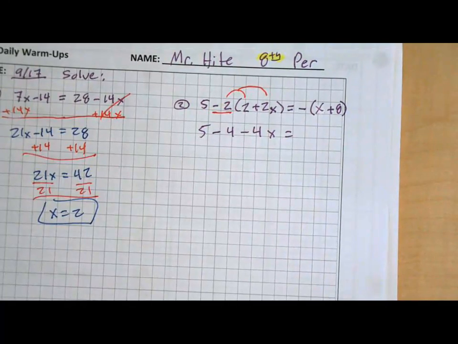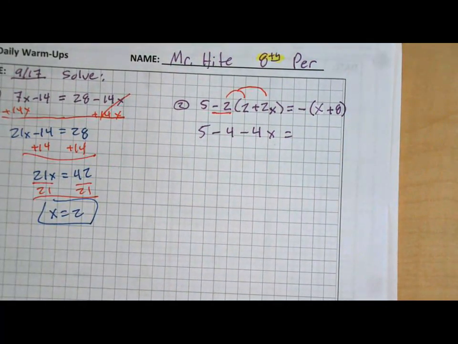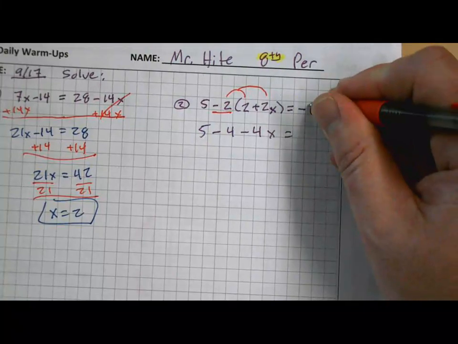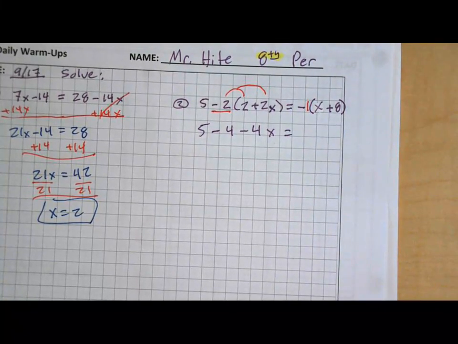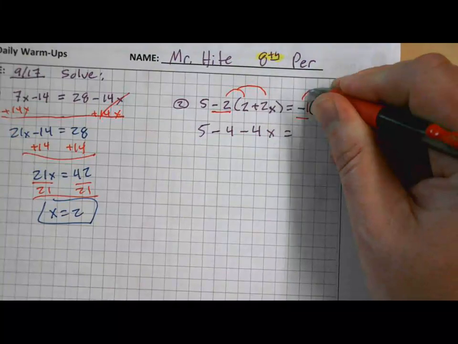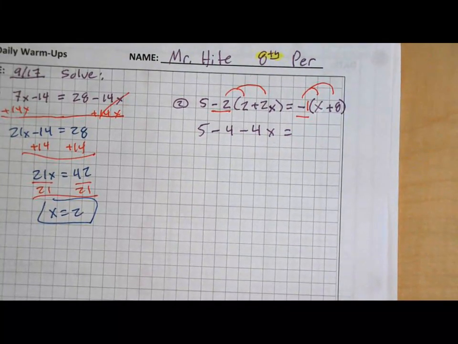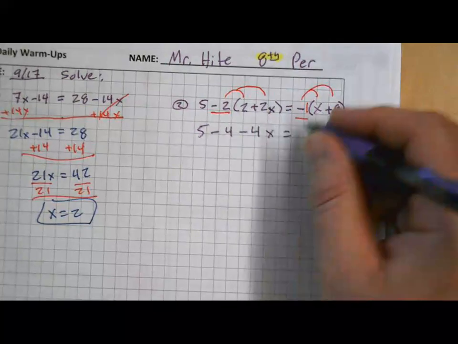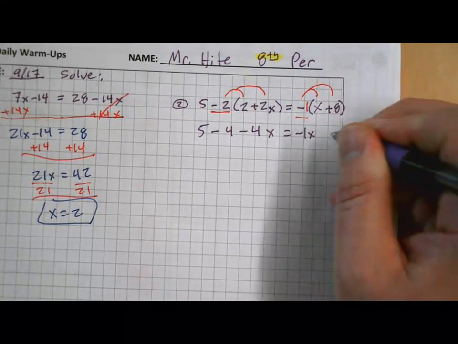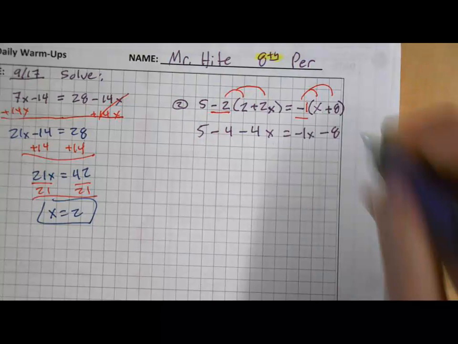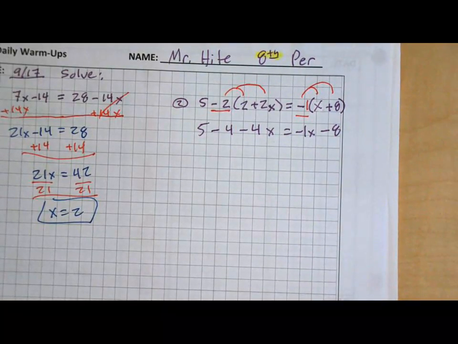equals. And we have parentheses over here too. There's a little invisible 1 in front of this parentheses. I would think of this as a negative 1 that is also distributing into there. So negative 1 times x is negative 1x. Negative 1 times positive 8 is negative 8. So that should be our first step there. Any questions about that first step?